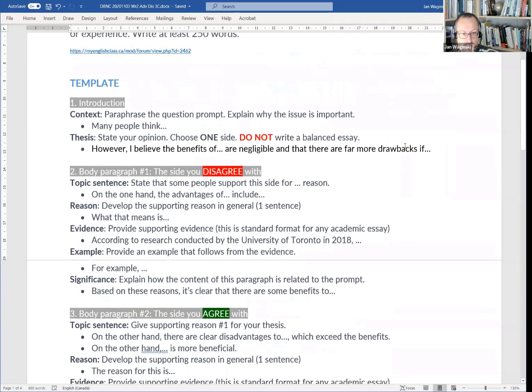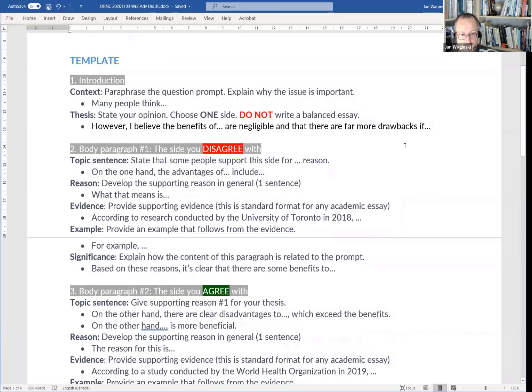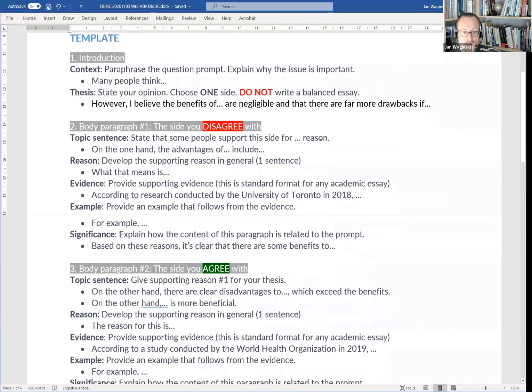And let's just look at the structure first before we take a look at the prompt. So the beginning doesn't change. You start with the context and you start with the thesis. But for this type of essay too, don't try and write a balanced essay. Just choose one side. Okay. Now the easiest structure to do this properly is to start with the side you disagree with. Okay.